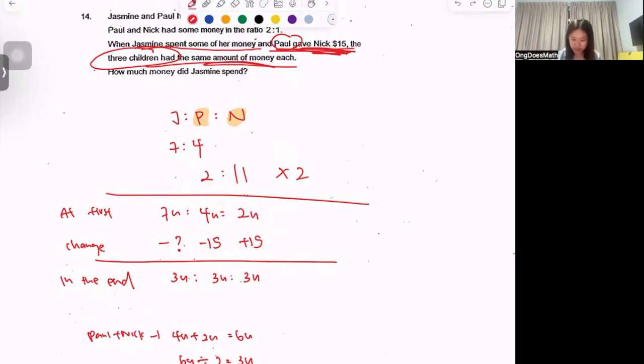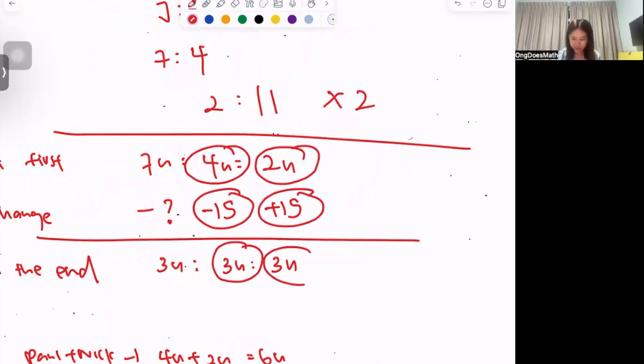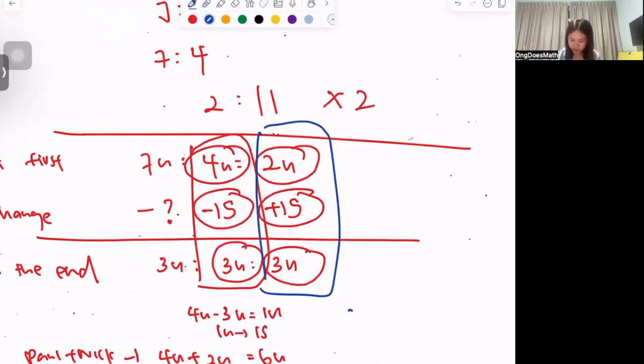Which makes sense, right? Because 4 units minus 15 gives you 3 units, 2 units plus 15 gives you 3 units. Which means 4 units minus 3 units is 1 unit. So 1 unit is 15, right? We'll get the same answer if you look at this blue box. Because 2 units plus 15 gives you 3 units, which means the change is 3 units minus 2 units, which is 1 unit. And the change in this case is 15. Sounds good?